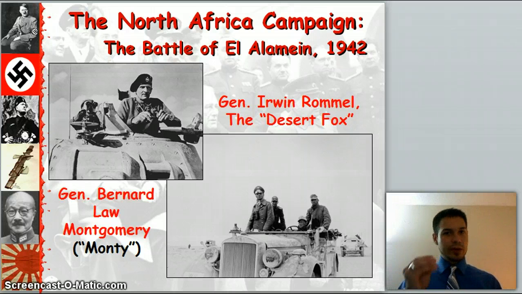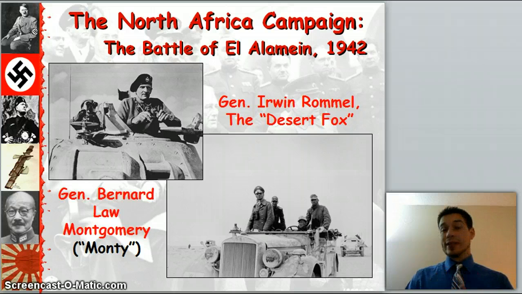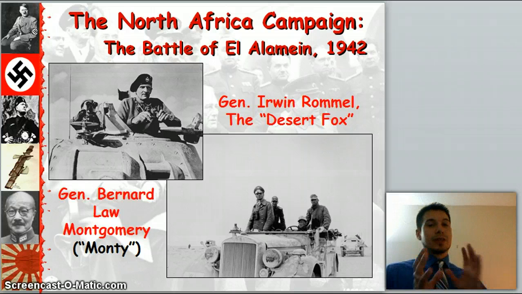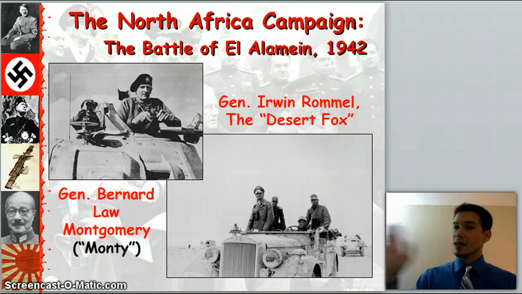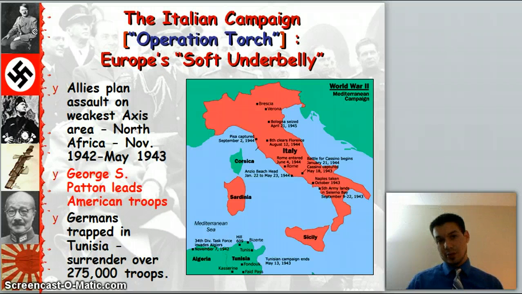And at the same time, we have the Battle of El Alamein, where we have General Erwin Rommel, the Desert Fox, one of the most cunning generals during the war for Germany, against General Bernard Law Montgomery, Monty. And what he does is he actually pushes Rommel back, because Rommel was headed right to the Middle East for oil. Now we have Operation Torch that goes on.